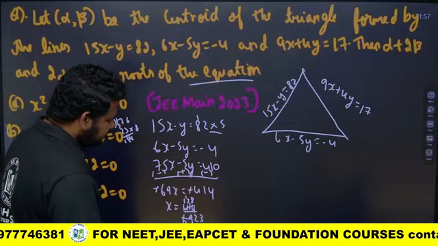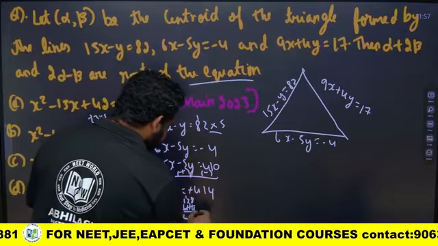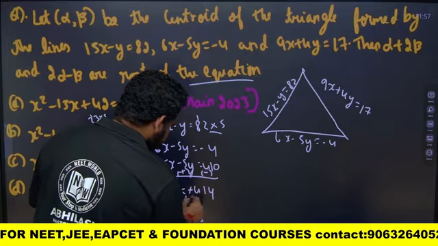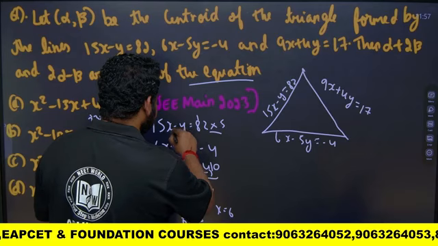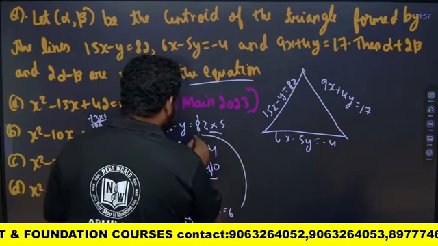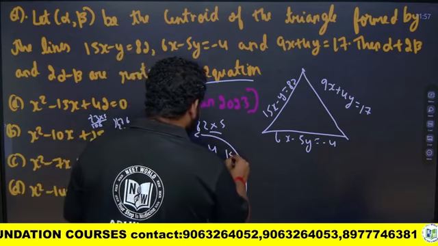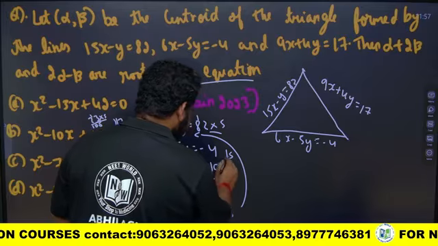23 into 6, 23 into 6. 23 1s are 23, 6 3s are 18, 6 2s are 12, 13. So 23 6s are... so I'll get x is equal to 6. Now if I get x is equal to 6 and put it in this equation, what will I get? I'll get 15x, 15 into 6 is 90.